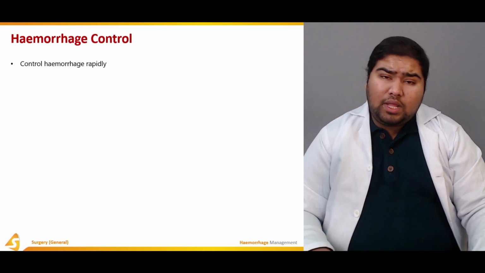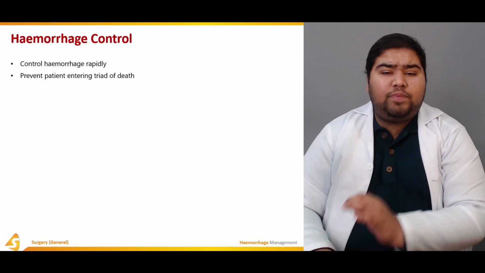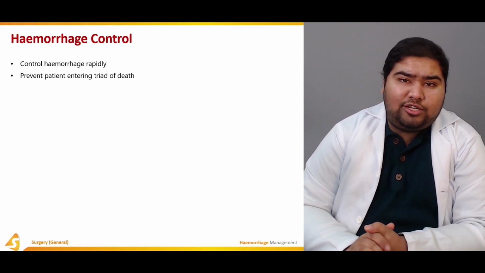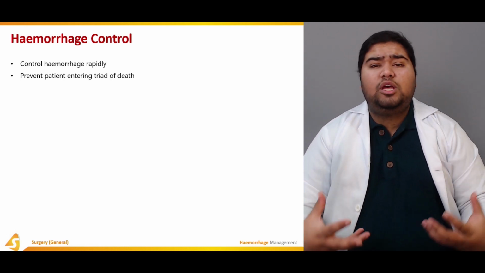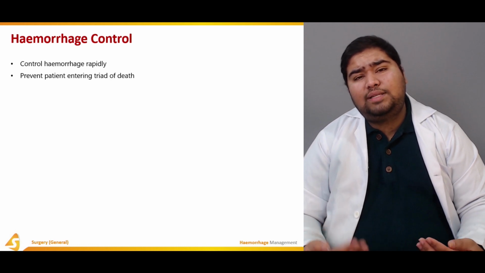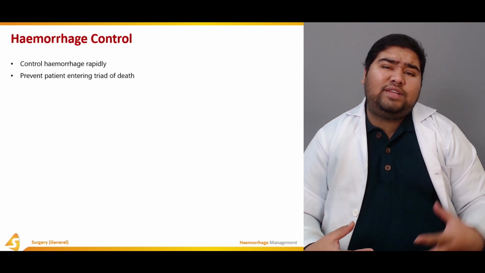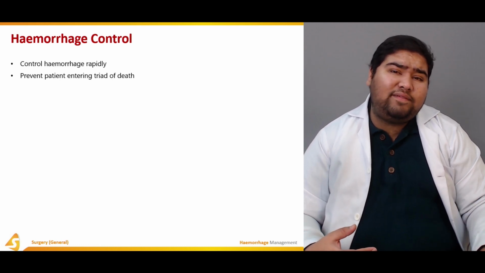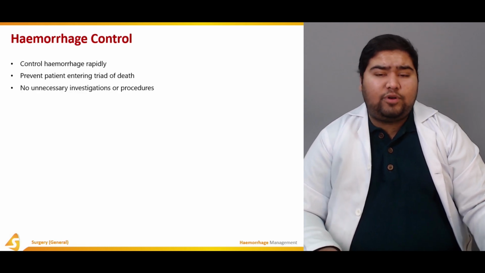Now, the hemorrhage should be controlled rapidly. You should prevent the patient from entering the triad of death. So what was the triad of death? The triad of death is metabolic acidosis, hypothermia, and coagulopathy. And this triad of death ensues when there is extensive hemorrhage. So you should try to control the hemorrhage as fast as possible.